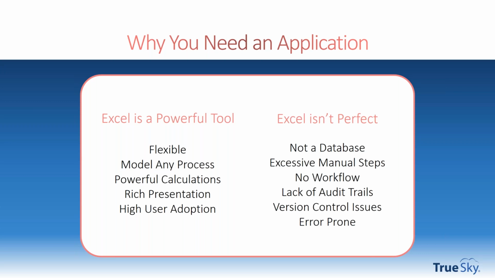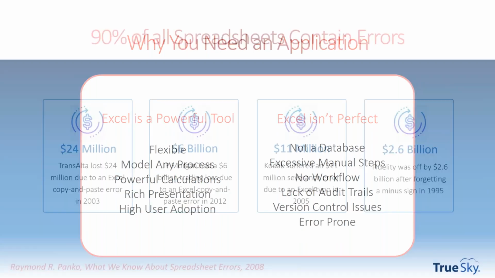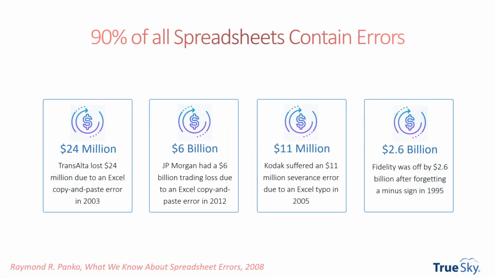The main things are, it's not a database. There are a lot of manual steps. There's no workflow, no audit trails, and no version controls. At the end of the day, Excel can be very error prone. Here are some interesting stats. 90% of all spreadsheets out there have errors. Some of them can be very significant. Sometimes they actually get reported. Here are some examples of ones that have been reported.